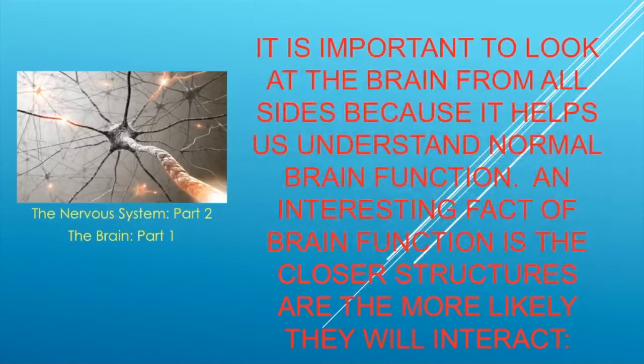Now, it is important to look at the brain from all sides because it helps us understand normal brain function. What I mean by this is if you know where the structures of the brain are, you know how they relate to one another. Because the closer structures are to each other, the more likely they will react or interact with one another.